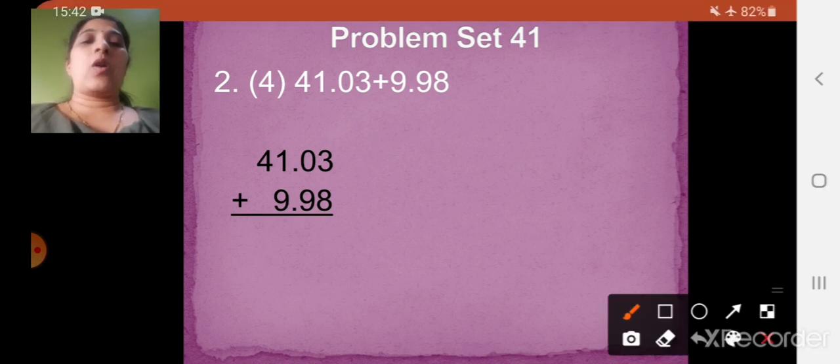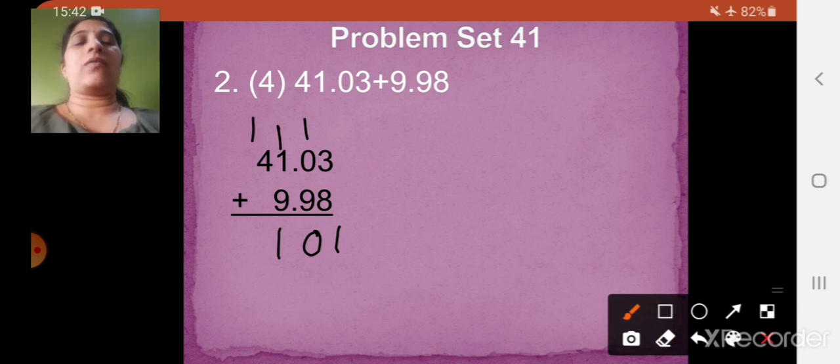3 plus 8 is how much? 11. So 1 written down, 1 carried over. 1 plus 9 is how much? 10. So 0 written down, again 1 carried over. 1 plus 1 is 2 and 2 plus 9 is 11. So 1 written down, again 1 carried over. 1 plus 4 is how much?